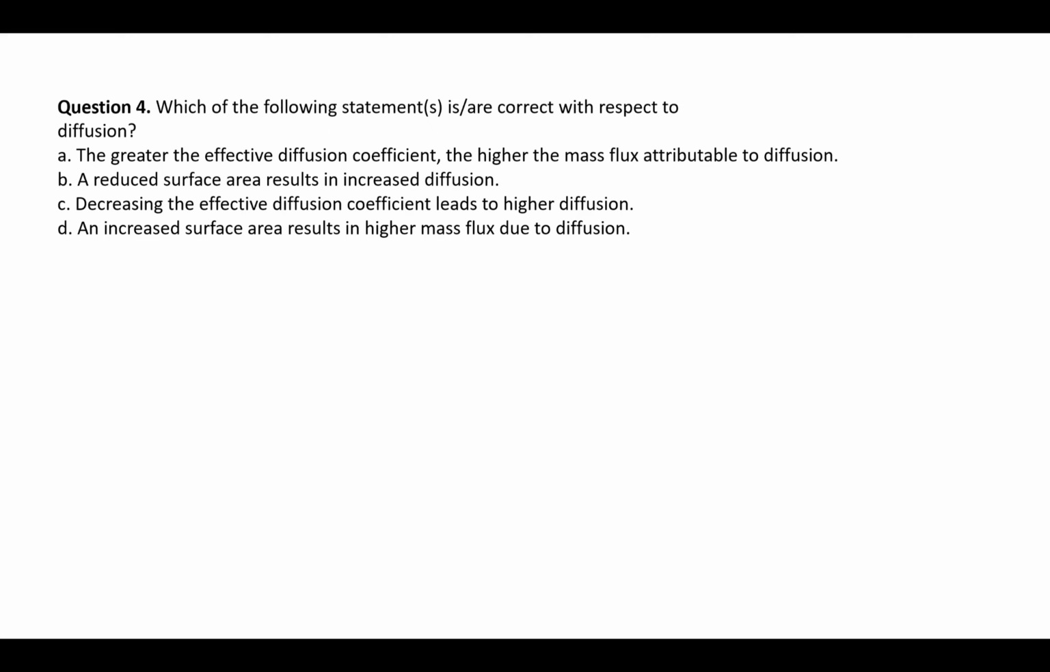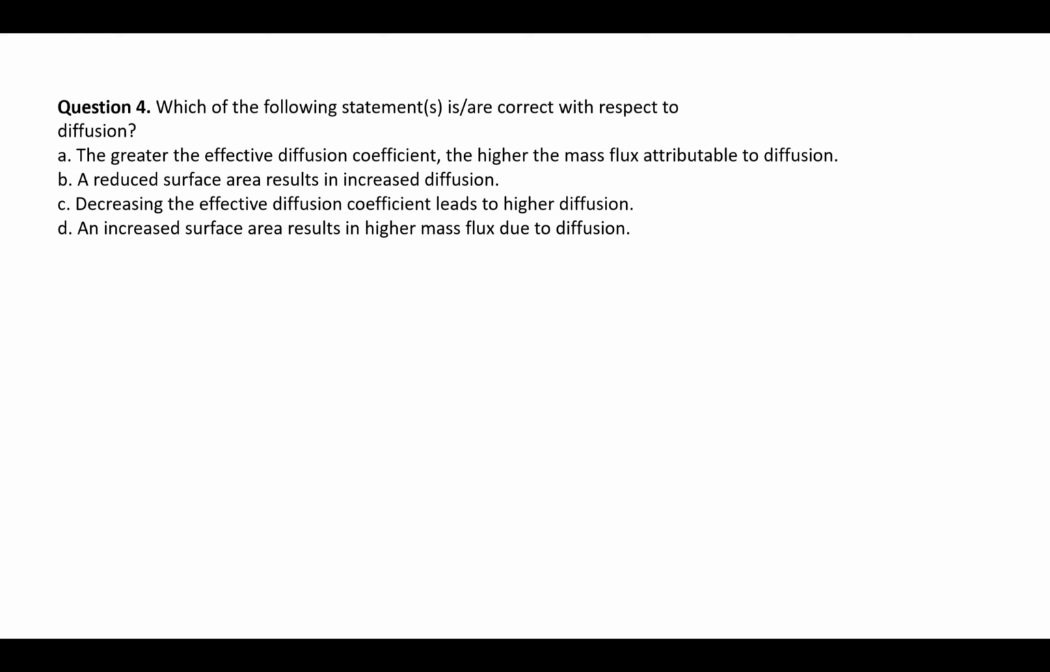Just take your time, write your option in the chat box, and then we will discuss. So let's see which of the following are the correct options. First is, the greater the effective diffusion coefficient, the higher the mass flux attributable to diffusion. Diffusion flux is directly proportional to the diffusion coefficient, so if the diffusion coefficient is greater, then the mass flux will also be higher. So the first option is correct.